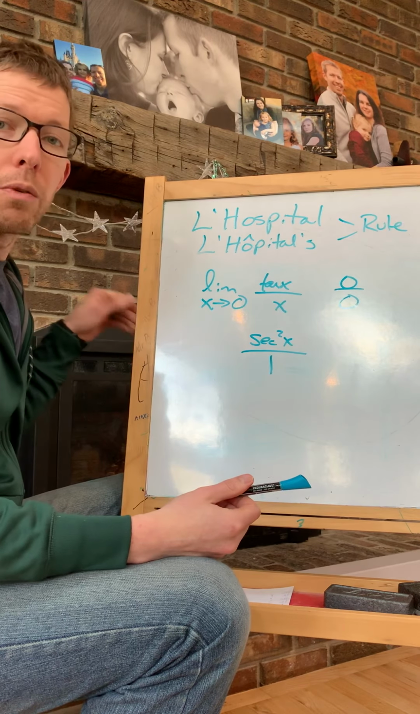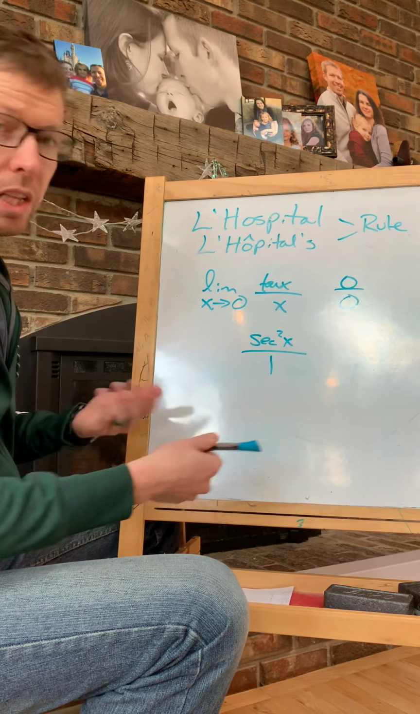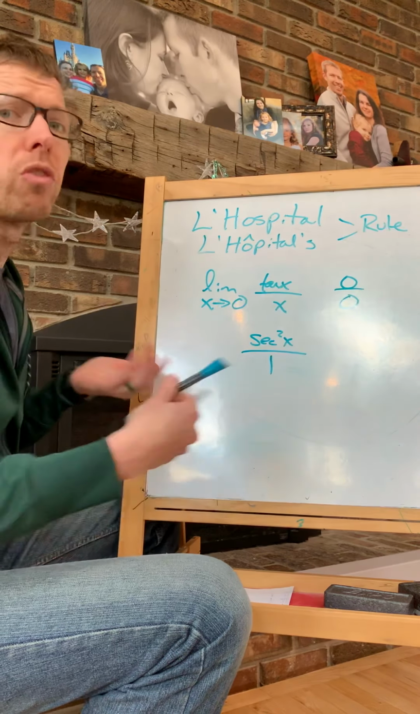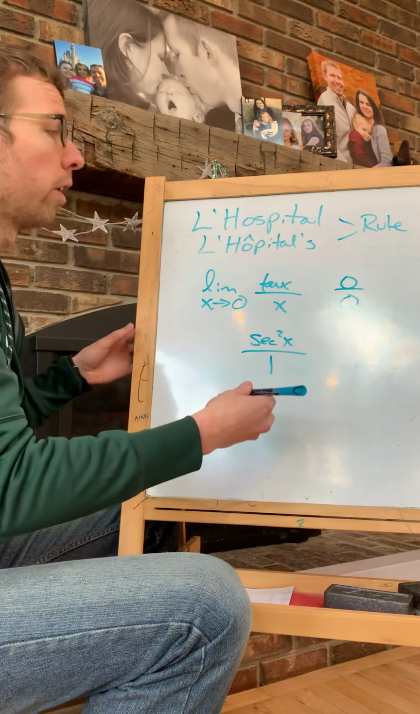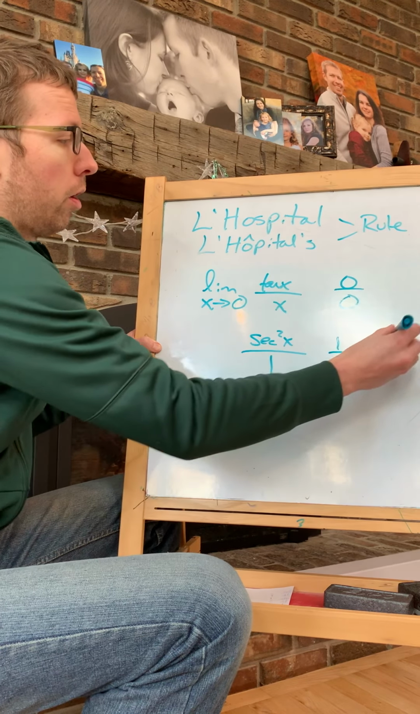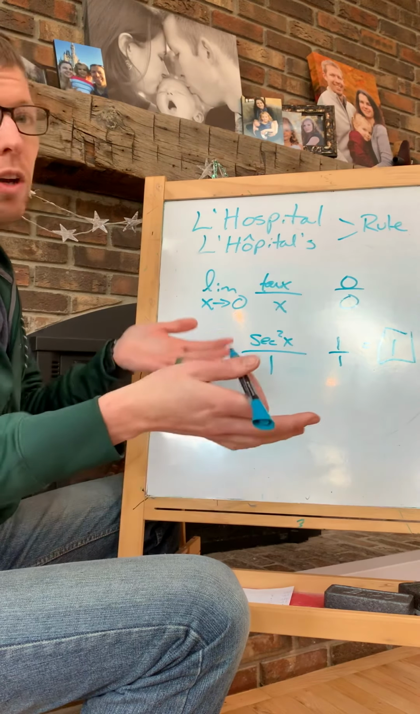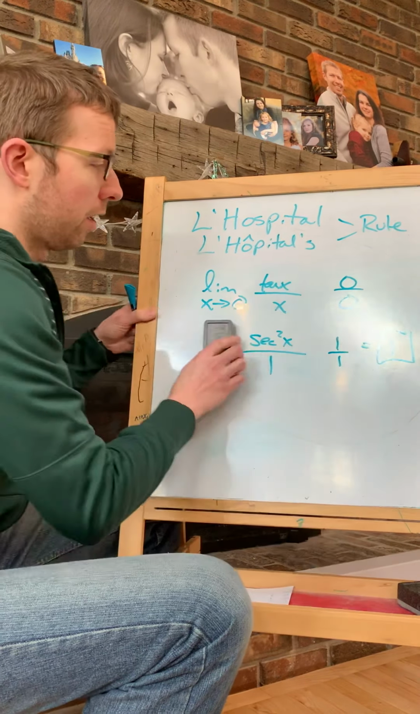Well, secant, remember, is the reciprocal of cosine, and the cosine of 0 is 1, which means that the secant of 0 is 1, and so the secant squared of 0 is also 1. And so we end up with 1 over 1. And so my final answer is 1. L'Hopital's rule is fantastic.